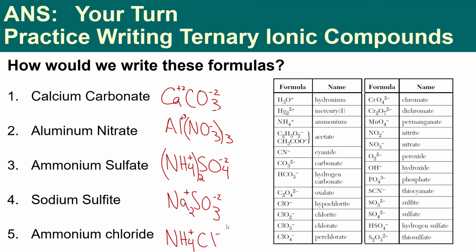All right, if you did this correctly, here is what you should have gotten. Remember, you're building ionic compounds that need to be electrically neutral, so the positive and negative charges need to cancel. And if you needed to add a subscript to a polyatomic ion, make sure you enclose the polyatomic ion in parentheses.